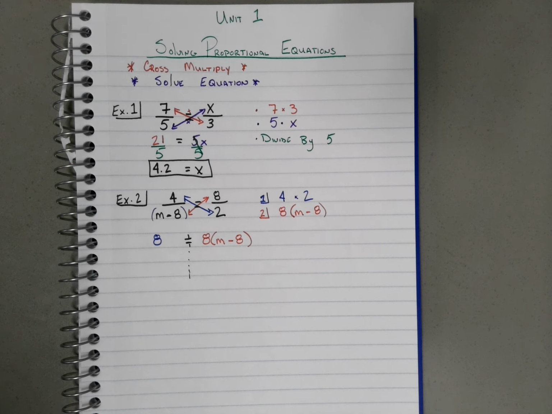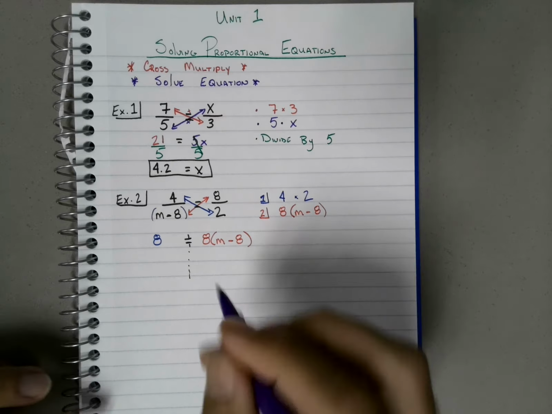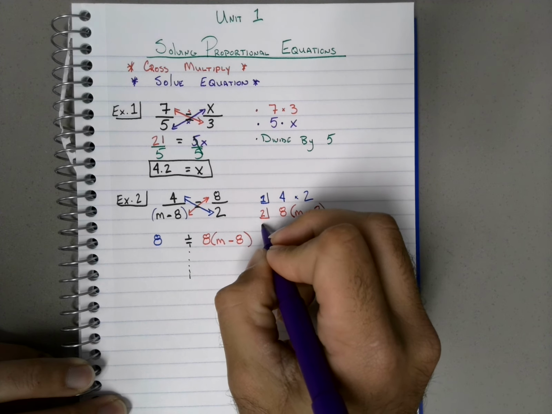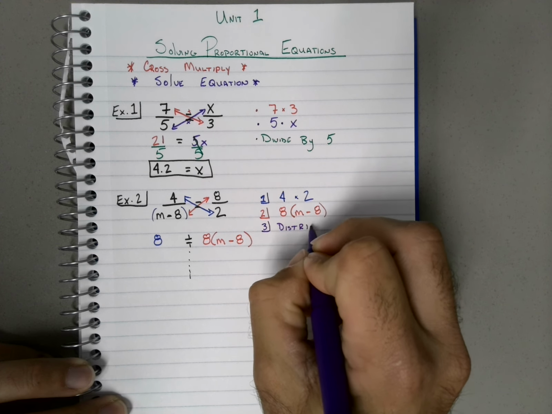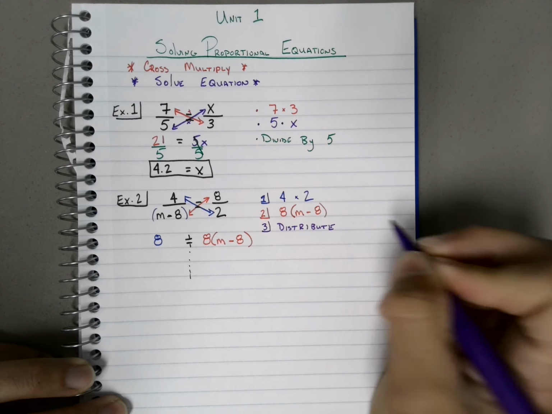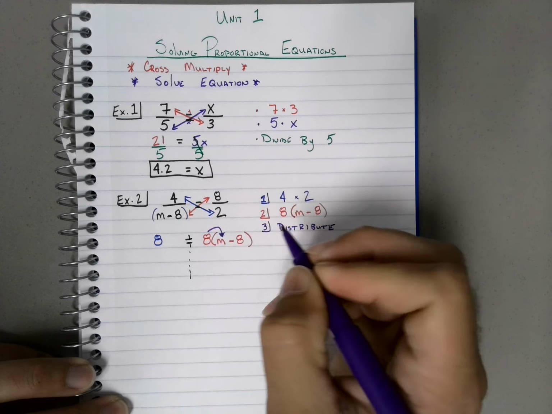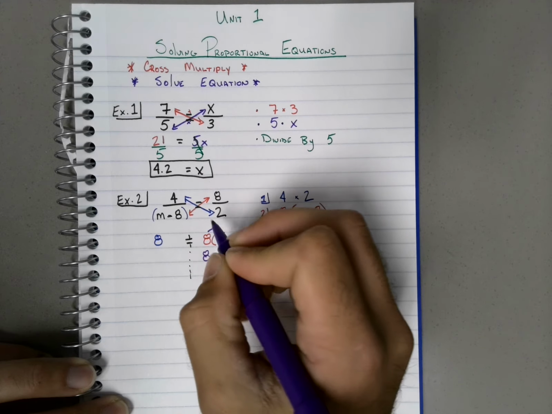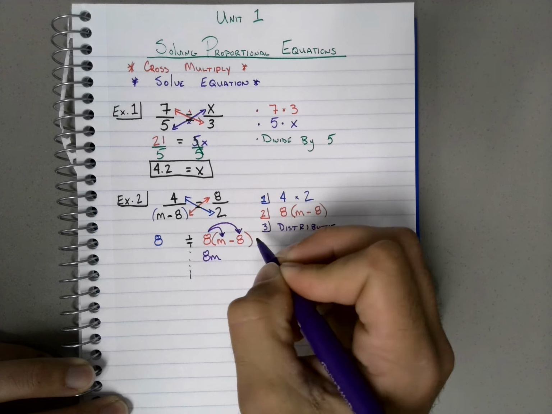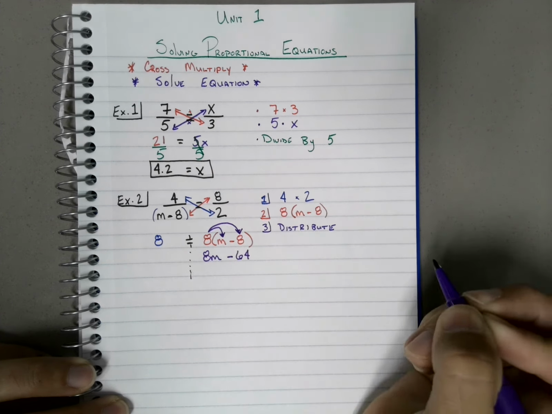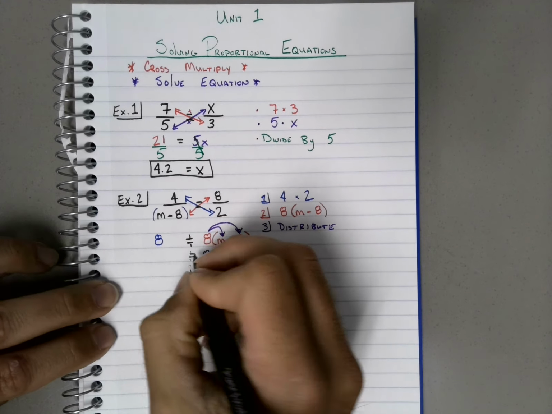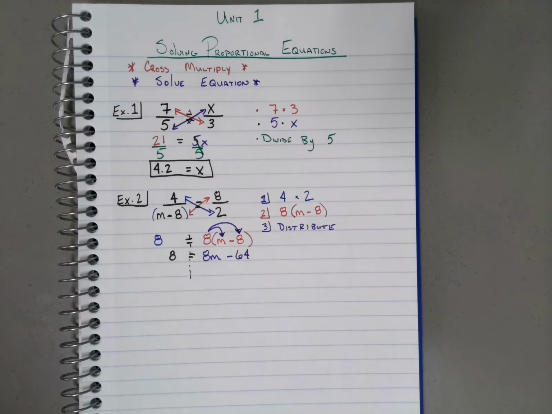Next, if you think about what we've done in the past, a number outside parentheses tells me to distribute. So we're going to distribute, which would be 8 times m is 8m. 8 times 8, nope, 8 times negative 8 is negative 64. And whatever's left, we bring it down. Now what type of equation do we have? We have a two-step equation.